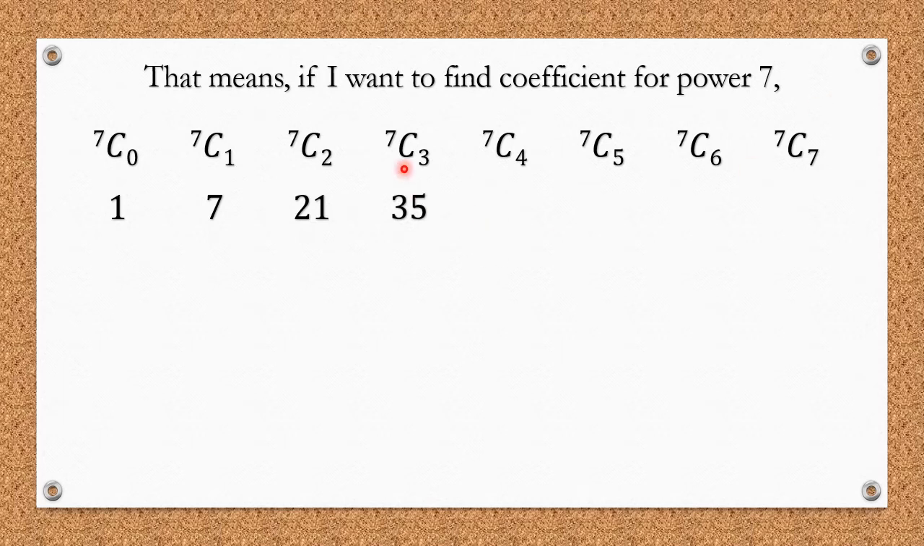Now 7C3 is equal to 7C4. This we have already discussed in the concept of combination. That means it is 35. Then 7C2 is equal to 7C5, 7C1 is equal to 7C6, and 7C7 is 1.